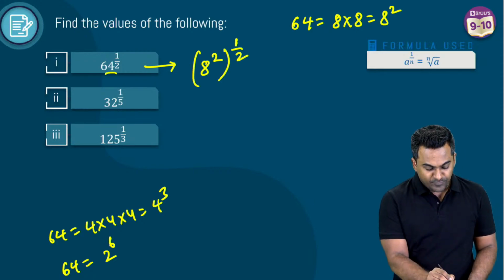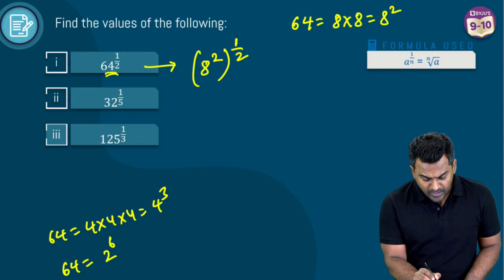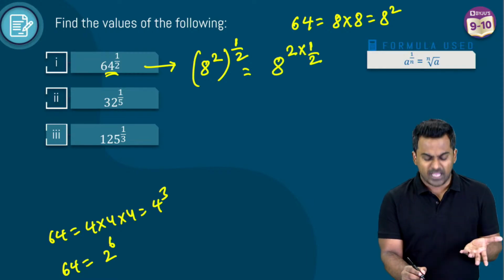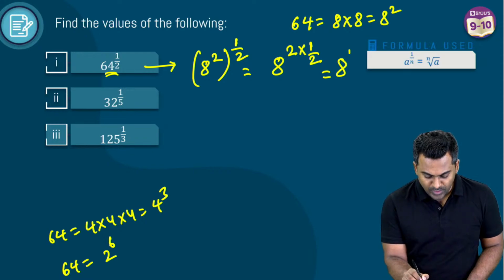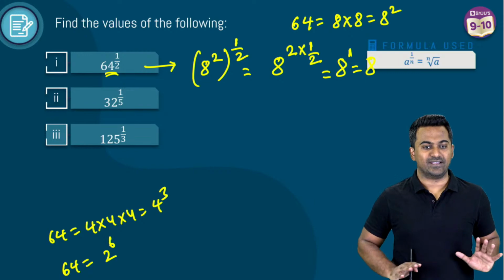So in the place of 64, I've written 8 square. The power remains the same, 1 by 2. Now this is in the form of a power m whole power n. This becomes a to the power m multiplied with n. 2 multiplied with half is 1. So this is going to be 8 to the power 1, which we can simply say 8. Well done. So first answer is 8.